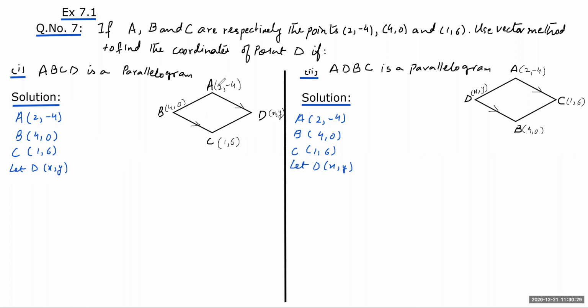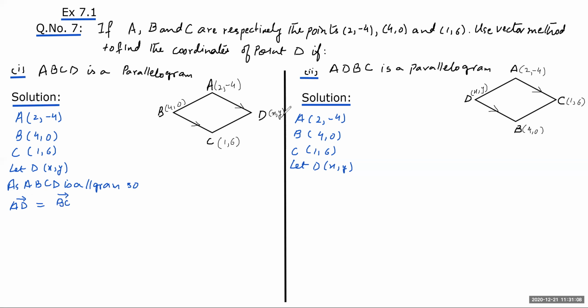As this is a parallelogram, by vectors we know that the opposite sides are equal and parallel. So the vector AD will be equal to the vector BC. ABCD is a parallelogram, so I must have vector AD equal to vector BC.